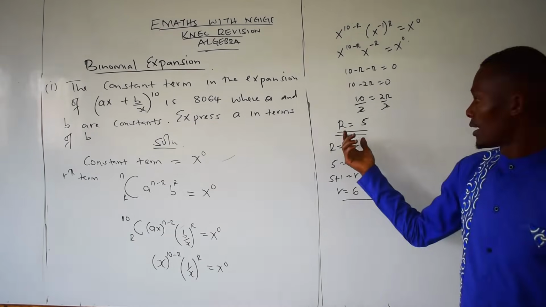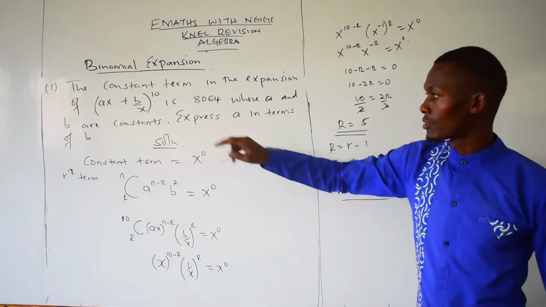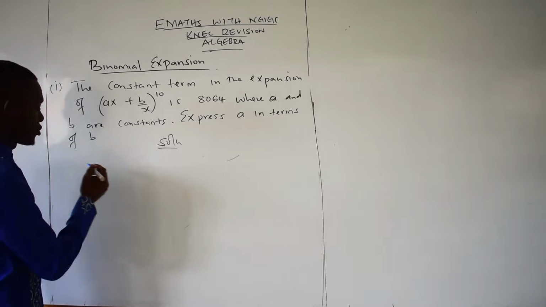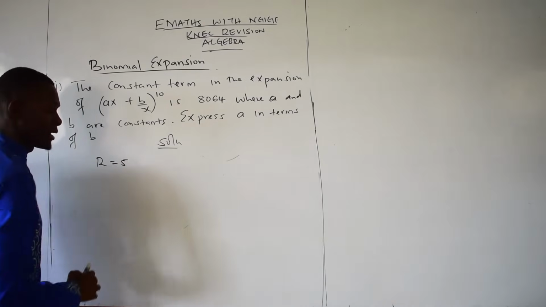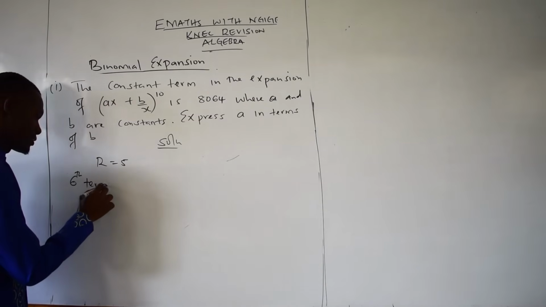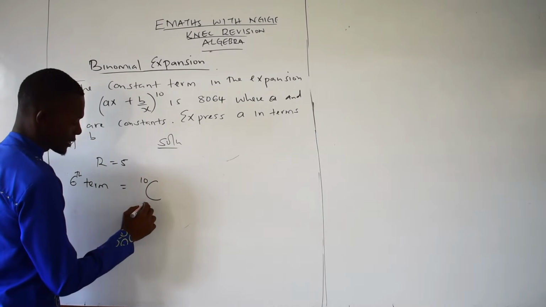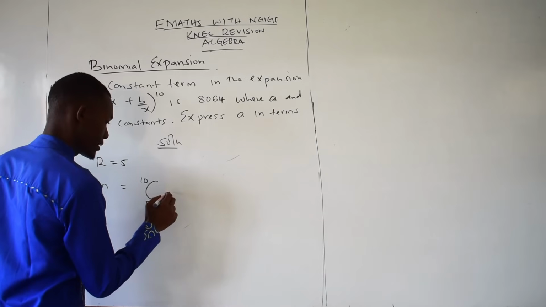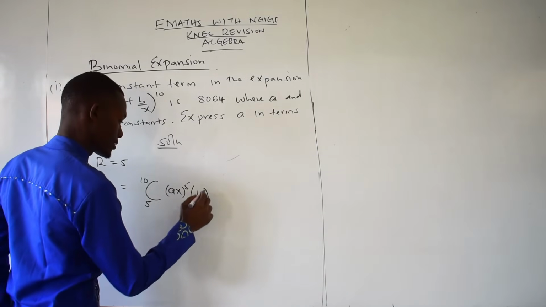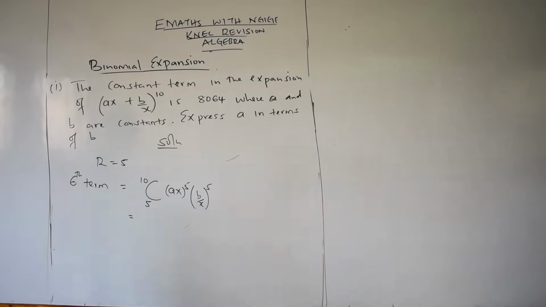But now we have our value for r. We need to solve the part of expressing a in terms of b. We already know our r is equal to 5. Therefore, we can find the 6th term. Remember, this one is the 6th term. The 6th term is given by, so our n is 10, our r is 5. Therefore, we shall have ax raised to power 5, then b over x raised to power 5. And what is 10 combination 5?